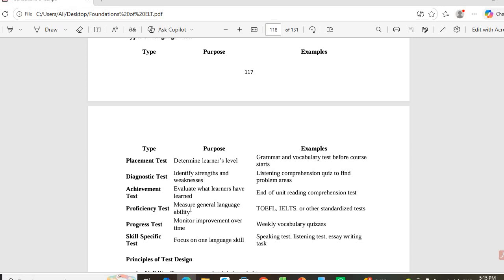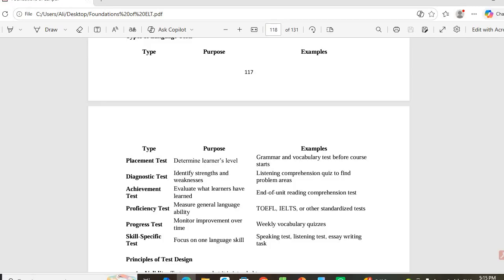Proficiency test: this is the purpose of it, and then this measures general language ability. Progress test: monitor improvement over time. Skill-specific test: focus on one language skill. And these are examples of each type.